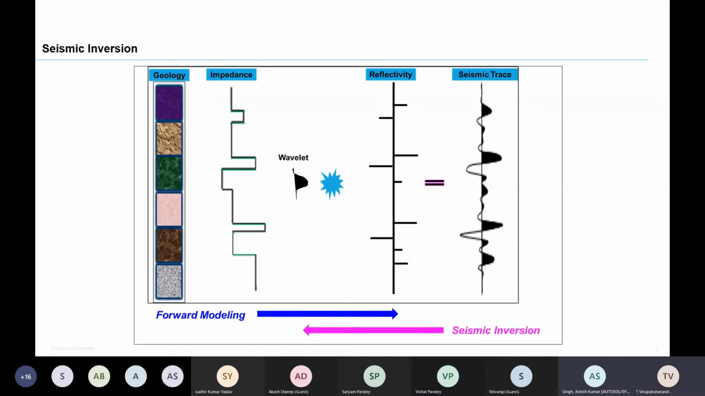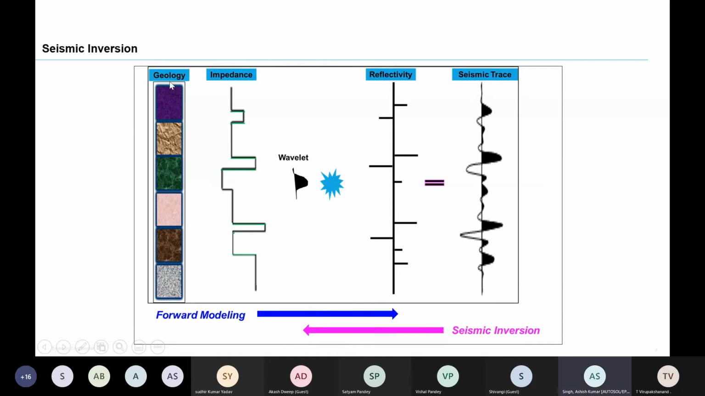So let's start with seismic inversion. Without forward modeling, no inversion is complete. First, you have to understand forward modeling. What is forward modeling, basically? Have you heard about synthetic generation, anybody? Yes, sir. So this is our geology.